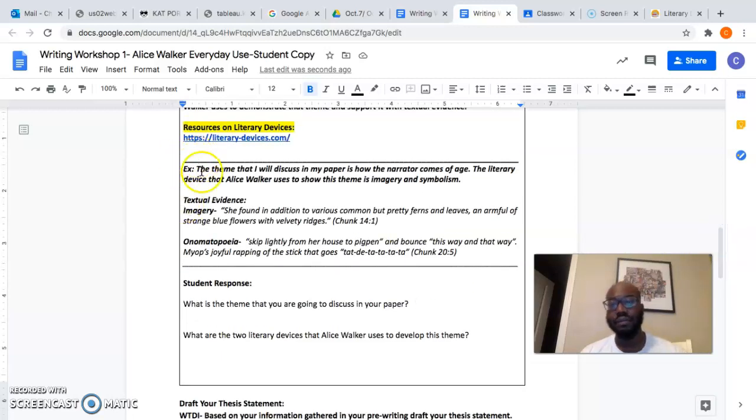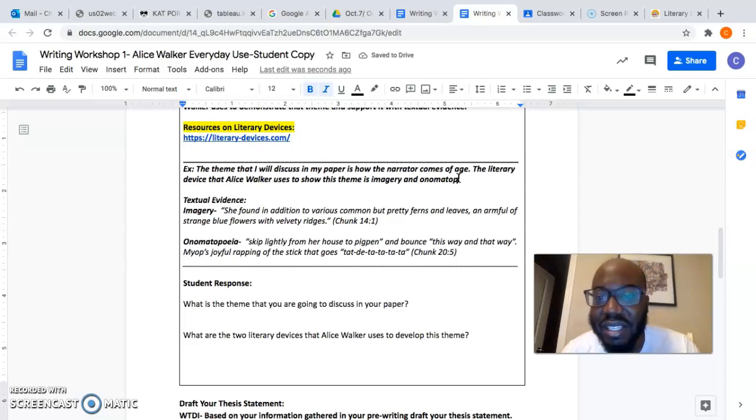Right here is where I put my example, and this is again based on the story Flowers. Your example should be based on Everyday Use. So what I put was, the theme I will discuss in my paper is how the narrator comes of age. The literary devices that Alice Walker uses to show this theme are imagery and symbolism. So my textual evidence is imagery and onomatopoeia. See, I messed up. It should be onomatopoeia. Those are the 2 that I'm going to discuss. I put symbolism. Here we go. All right, so I'm good now.